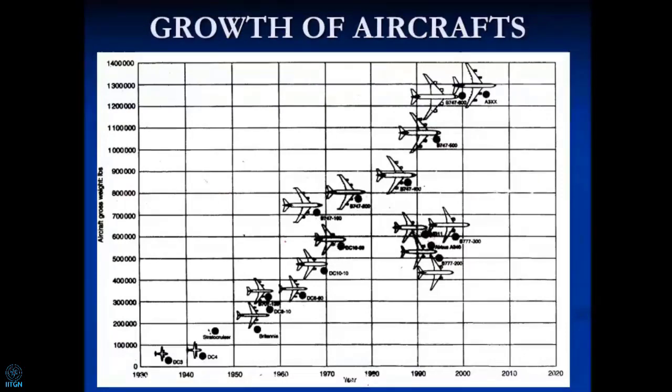So what you find is that in the 1940s, the kind of loads we had were very, very limited actually. It's all in pounds, I think. You see that from 1940 onwards, there is a terrible increase in the aircraft weights actually. So by about 2000 or 2005 now, we have reached this range of almost 1,300,000 pounds.